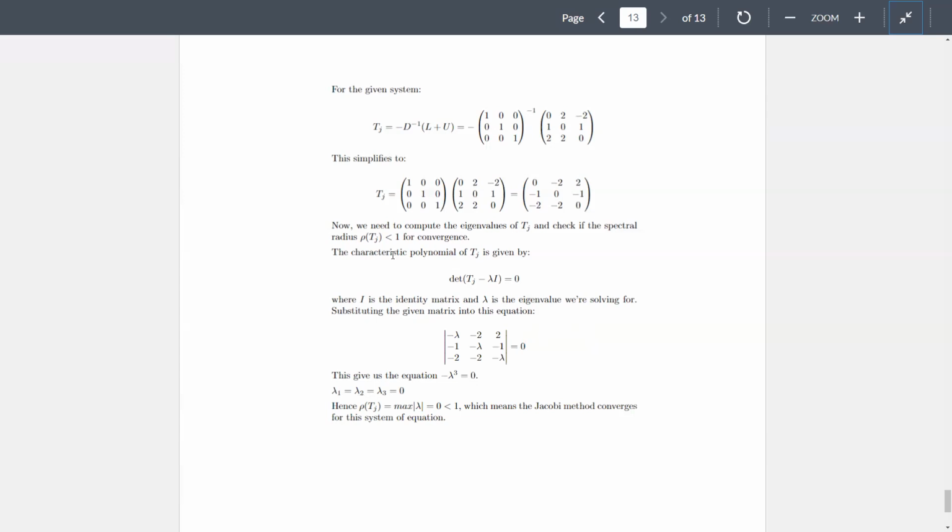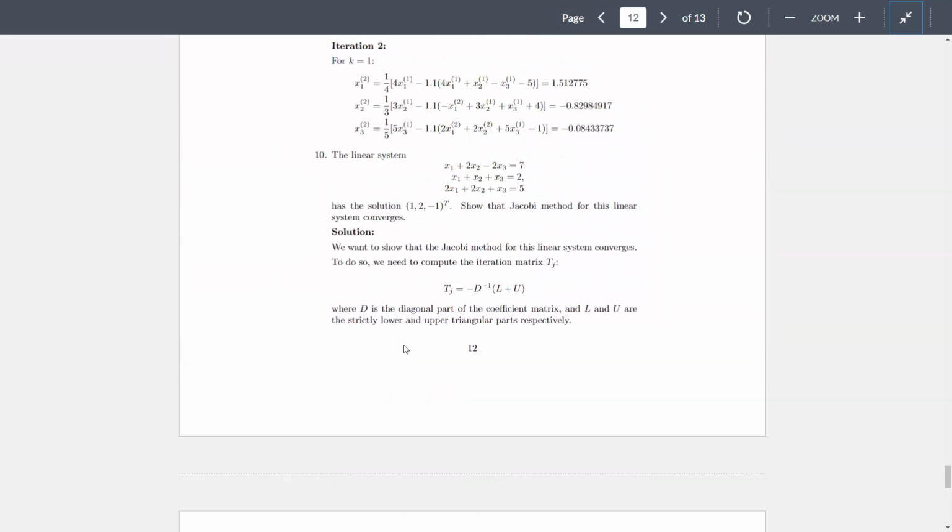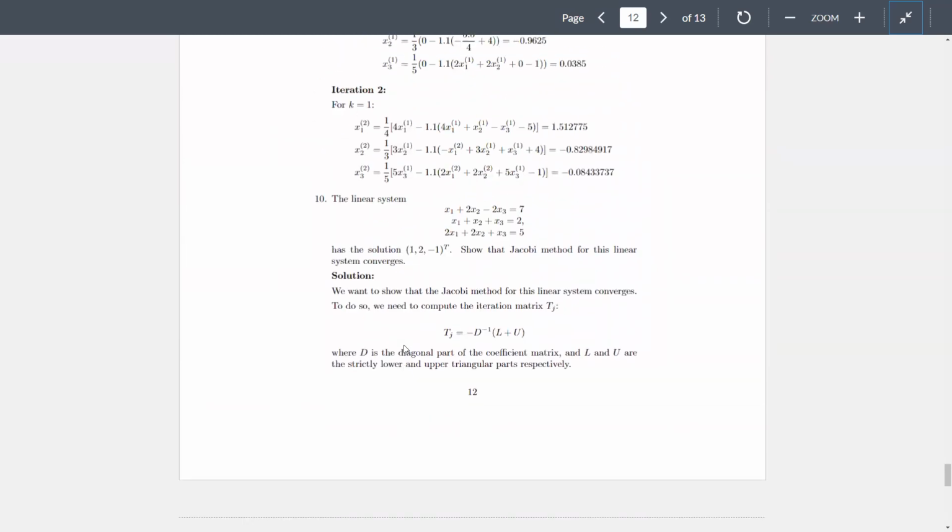And now we can conclude that the spectrum radius of this iteration matrix is smaller than 1. And it means that Jacobi's method is converging for this system of equations. So this is the question here, right? And for question 10.